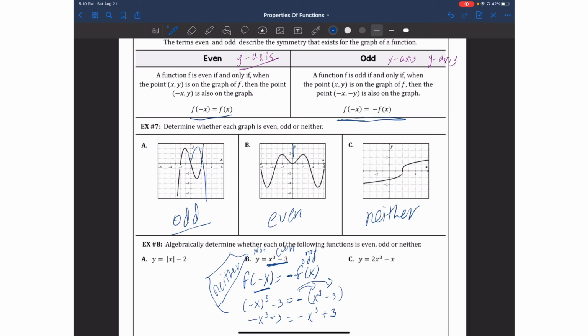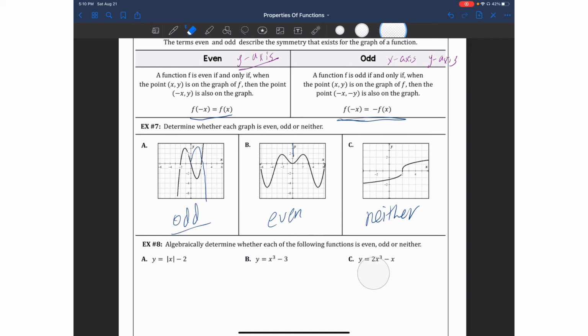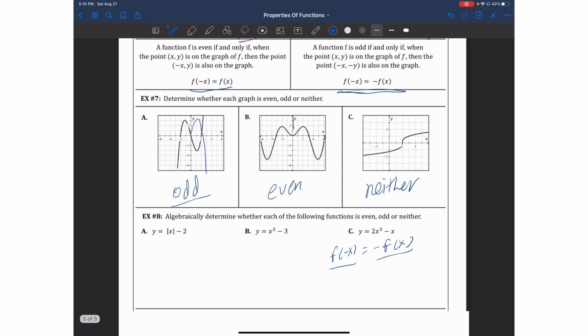Looking at C, I'm going to check if it's odd first, because I'm going to require the most work. Get it out of the way. So again, f of negative x equals negative f of x. Those are the equations that you do have to memorize. They are not on your formula chart, but they're not hard to remember.